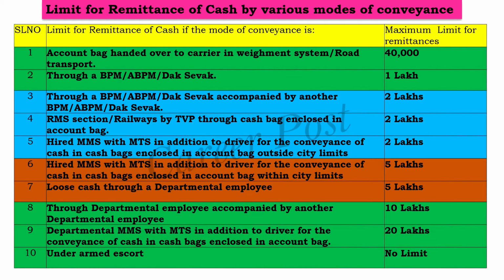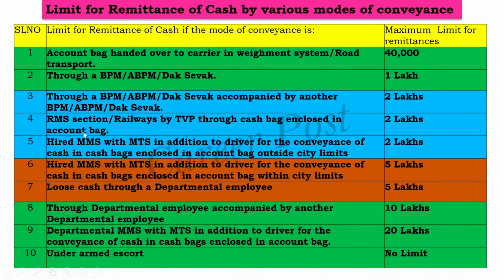Here they put 2 bags. That is, 40,000 rupees is the limit. RTC or weighment system it is 40,000. Through BPM or ABPM or doc savak, that means any GDS, it is 1 lakh. That means only one person, a single GDS, it is 1 lakh. Through BPM, ABPM, doc savak accompanied by another BPM, ABPM or doc savak, that is 2 lakhs. That means one person, one GDS it is 1 lakh, 2 GDS it is 2 lakhs.